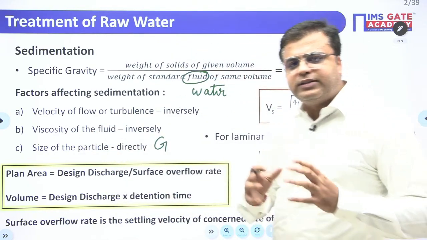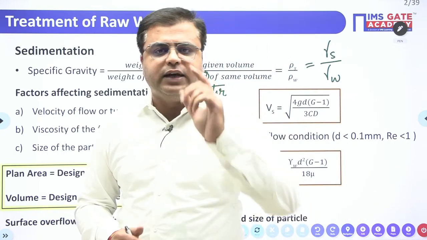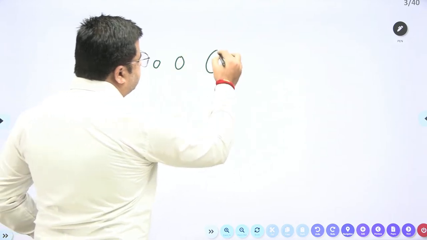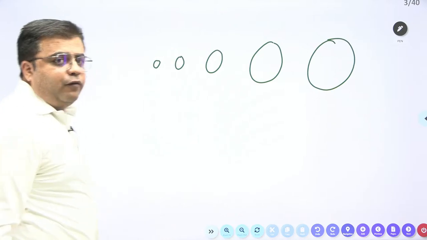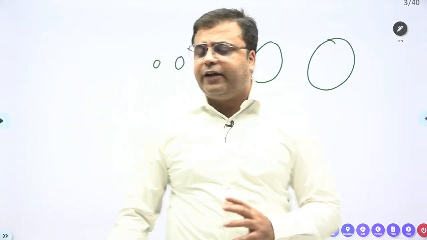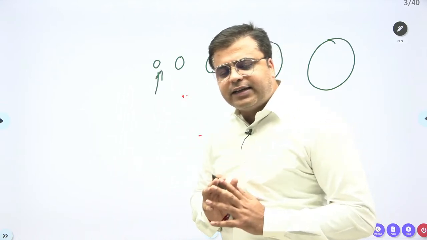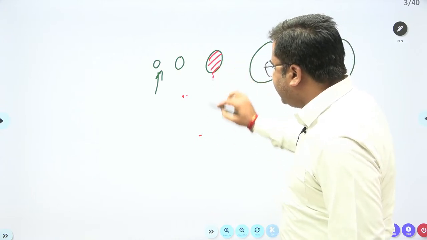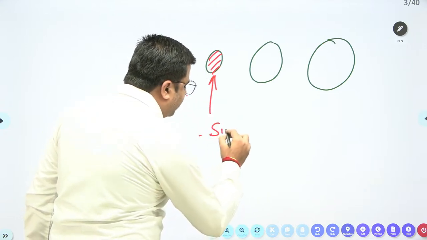So these are the factors which are affecting sedimentation. If we talk about the sedimentation tank, it is designed for the removal of a concerned size of particle, my dear students. A water sample may have n number of sizes of particle. We don't design our sedimentation tank for the removal of the smallest size of particle. We design it for the removal of the concerned size of particle, and the settling velocity of this concerned size of particle is known as the surface overflow rate.